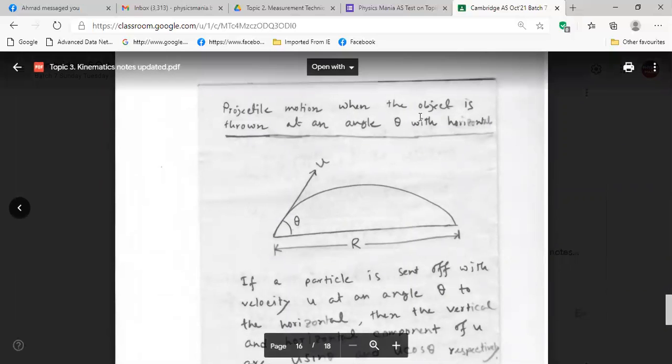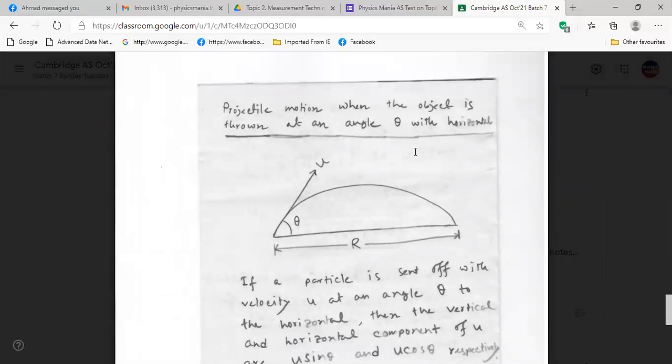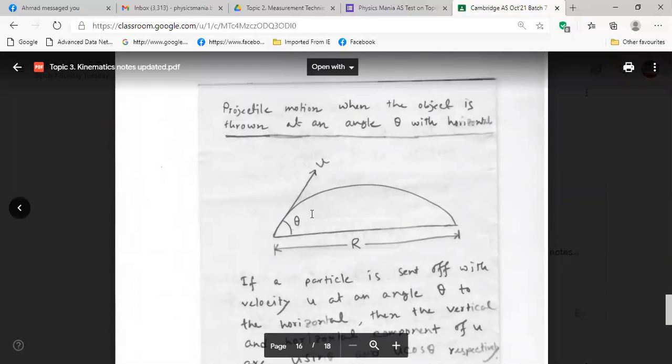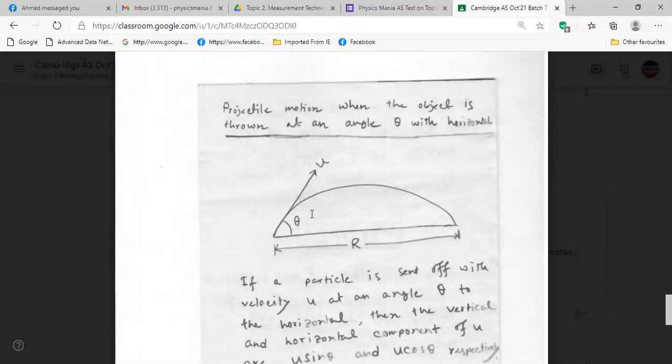Projectile motion when the object is thrown at an angle theta with the horizontal. So we can throw the projectile in two ways. From a higher place, we can throw it horizontally, or from the ground, we can throw upwards at an angle, right? So it will be discussed in the next class.